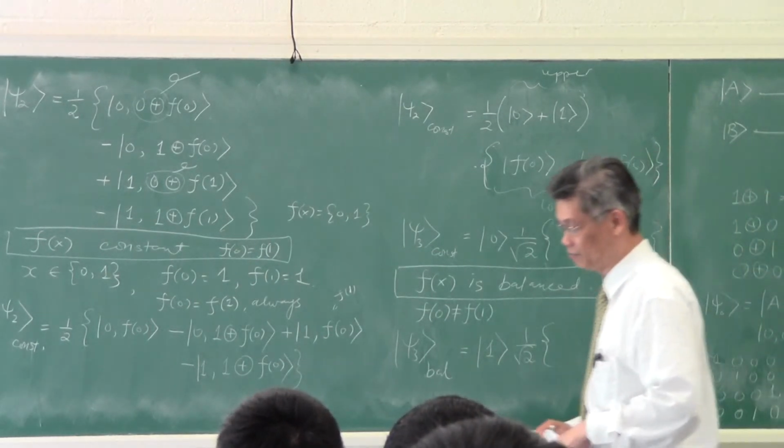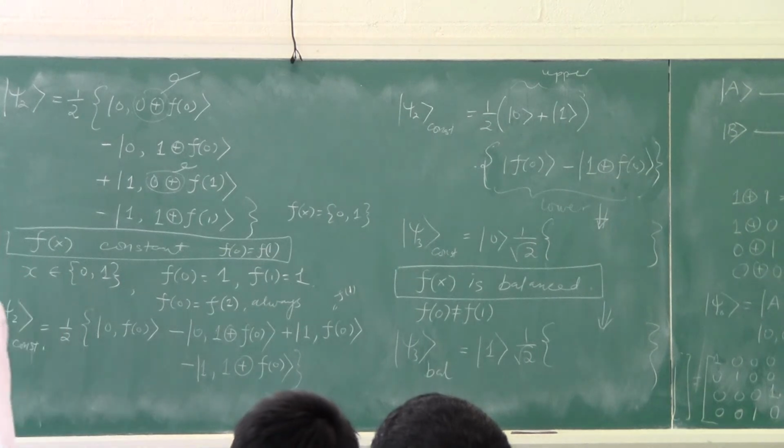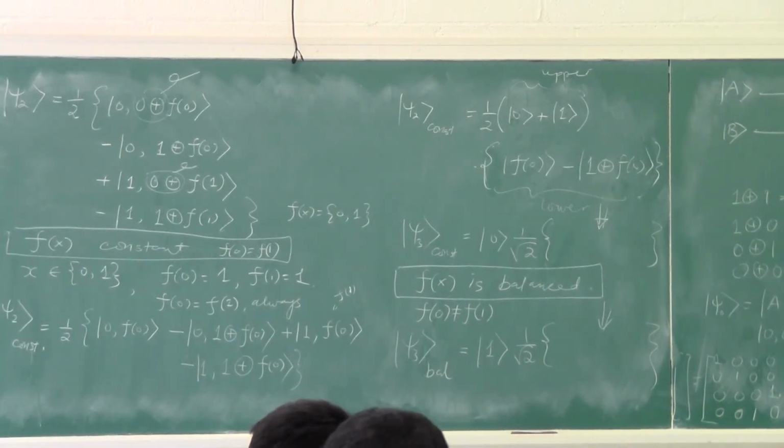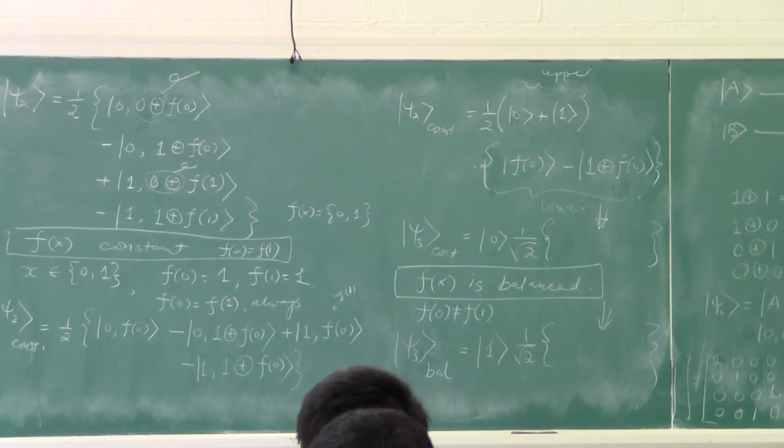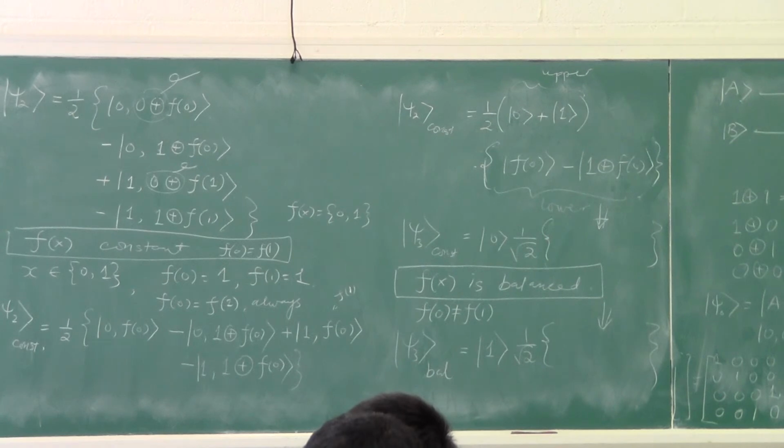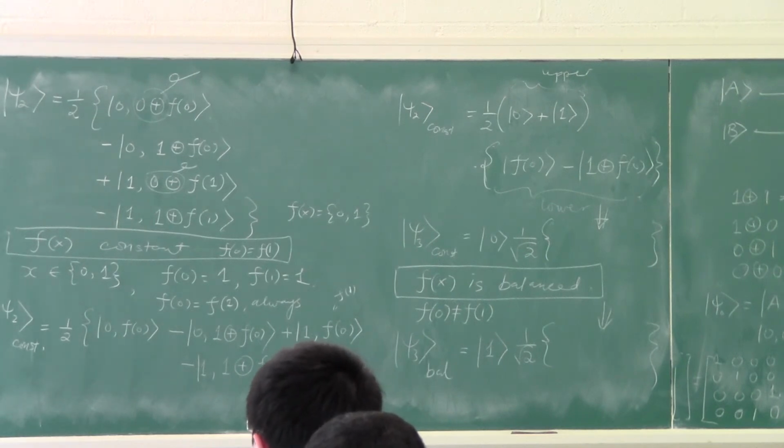Whereas if you have a function f of x, in order to decide if it is balanced or constant, you need two operations. You need to operate f on 0, you need to operate f on 1. And then you look at these two results and decide if f of x is a constant or a balanced function. But this one just needs one operation. You can change the f in this thing, you just operate once. It will tell you whether f is balanced or constant.